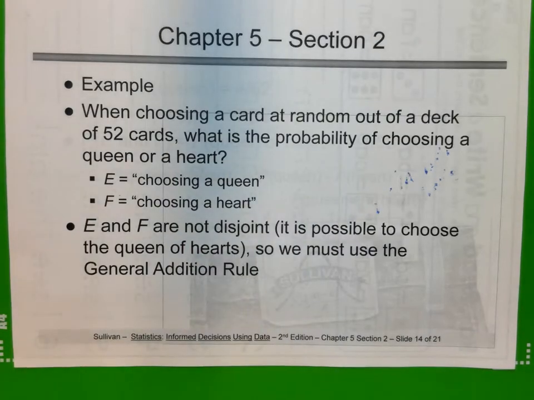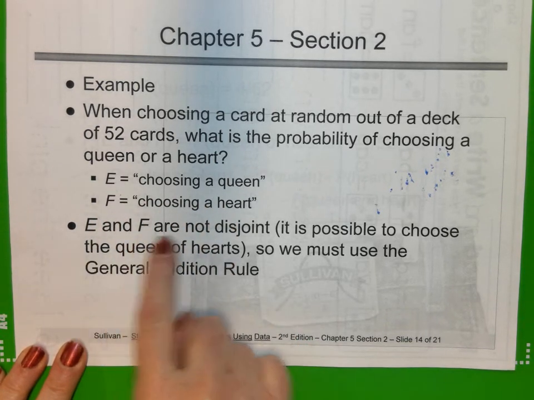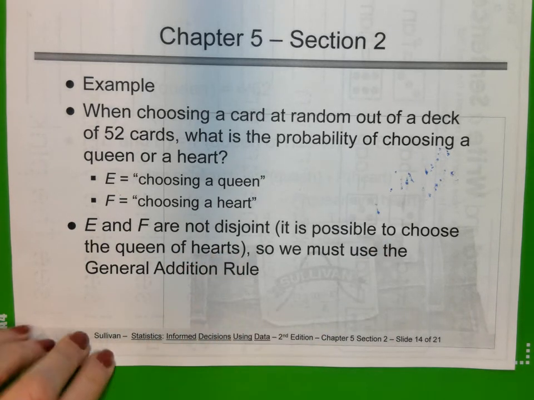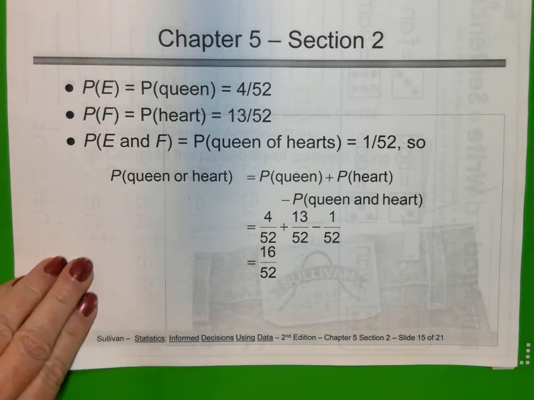That makes sense. When choosing a card from a deck of cards, what is the probability of choosing a queen or a heart? Well, E is choosing a queen, F is choosing a heart. E and F are not disjoint because there is a queen of hearts. So we have to use the general addition rule. So the probability of a queen is 4 out of 52. The probability of a heart is 13 out of 52. And there's a queen of hearts. So 4 out of 52 plus 13 out of 52 minus 1 out of 52 leaves me 16 out of 52. Final answer.